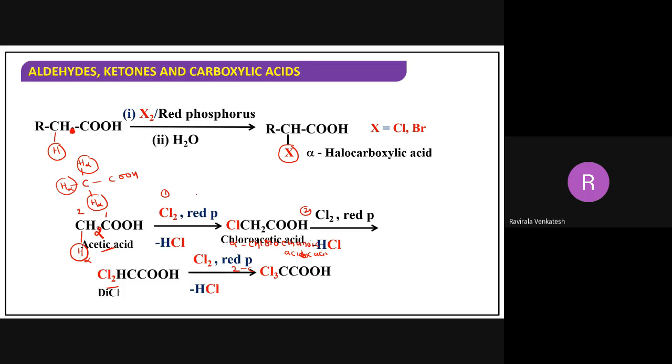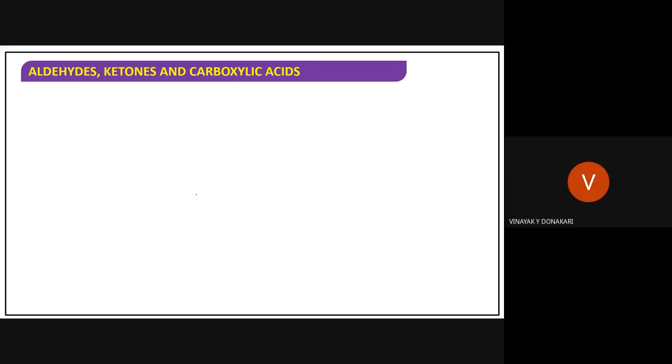Understood here? Everyone? Yes, sir. No doubts. Right. Now we'll see an example here. I'm taking CH3, CH2, CO. Take this as an example in your notebook. I'm simply writing HVZ. I'm not writing the reagent here, so you have to write the reagents. What are the reagents you use for HVZ? Halogen in presence of red phosphorus, followed by water.